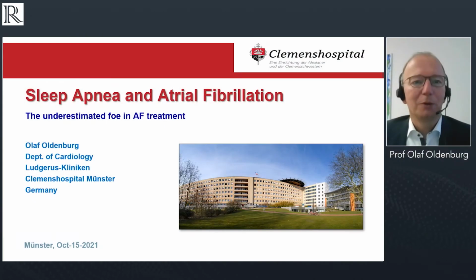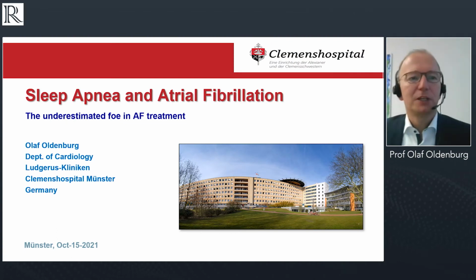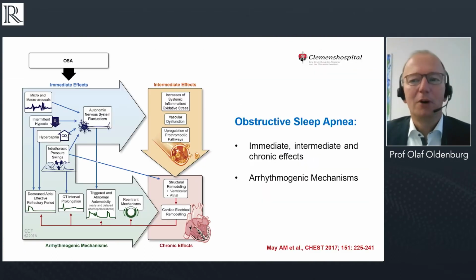So Olaf, please. Good morning. I will start with my brief presentation here. First of all, there is a little sketch of how we think, in this case, obstructive sleep apnea works on the heart and on the rhythm. So you see the obstructive sleep apnea here having some immediate, intermediate, and chronic effects, and also acting on arrhythmia here. So first of all, what is the immediate effect of obstructive sleep apnea?